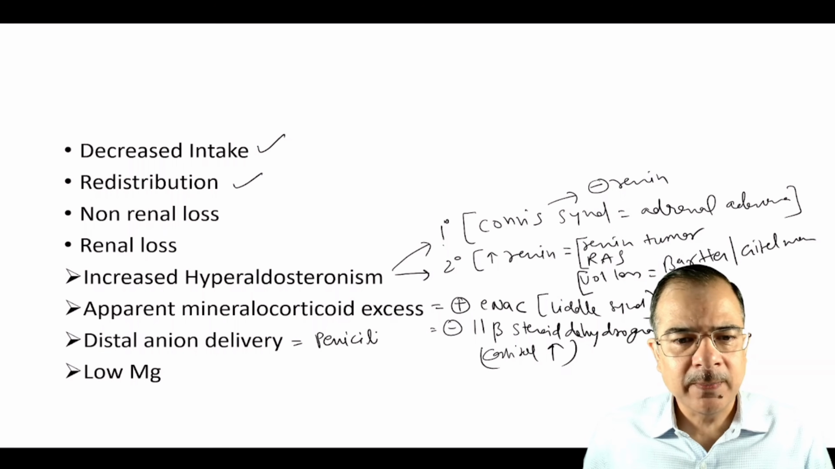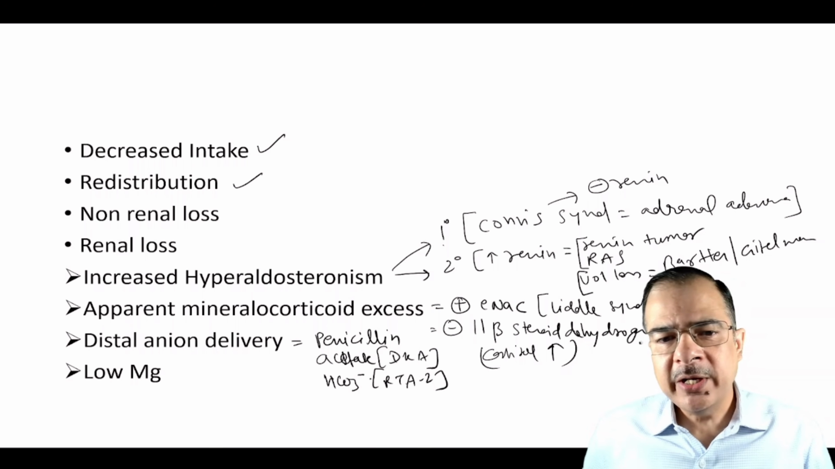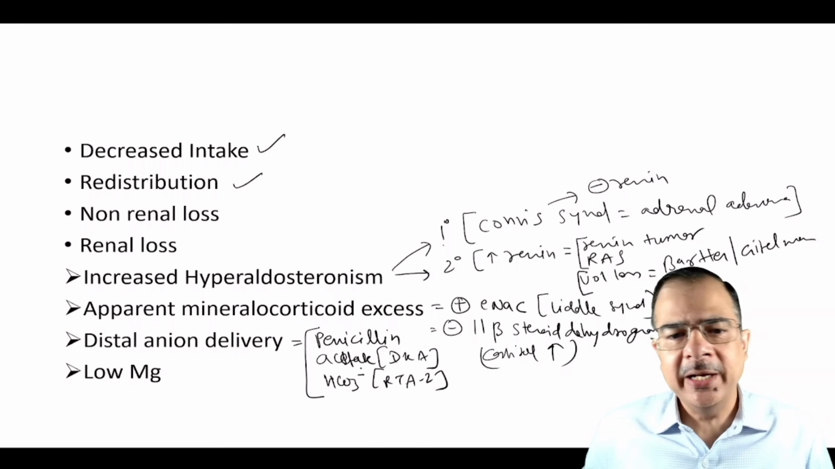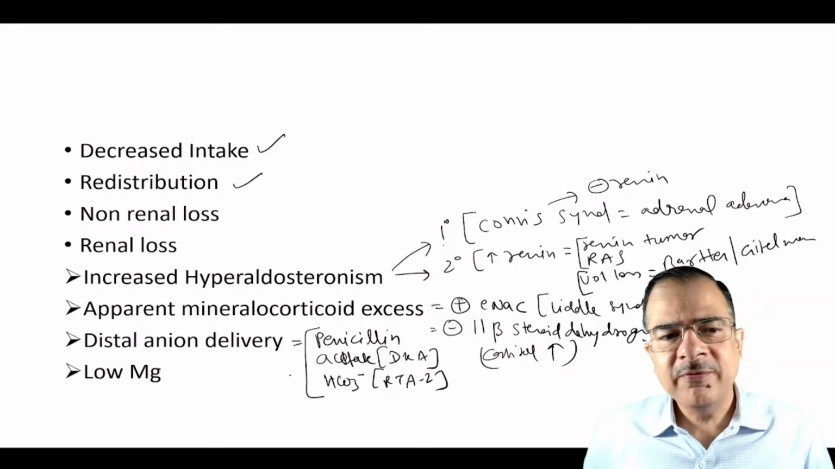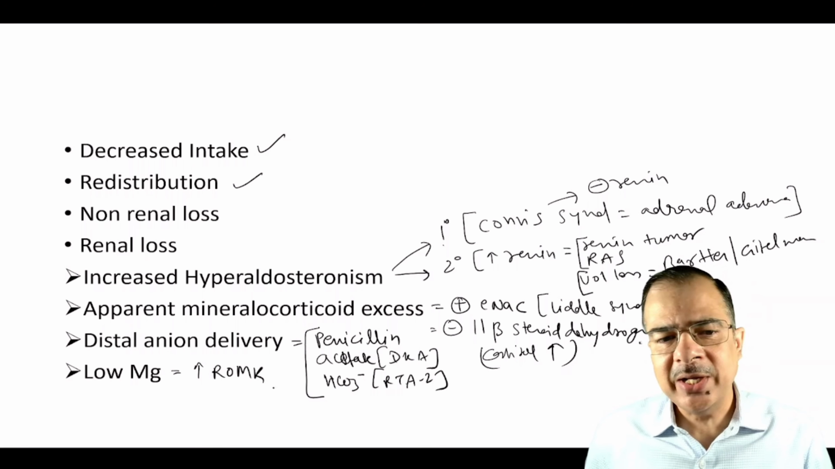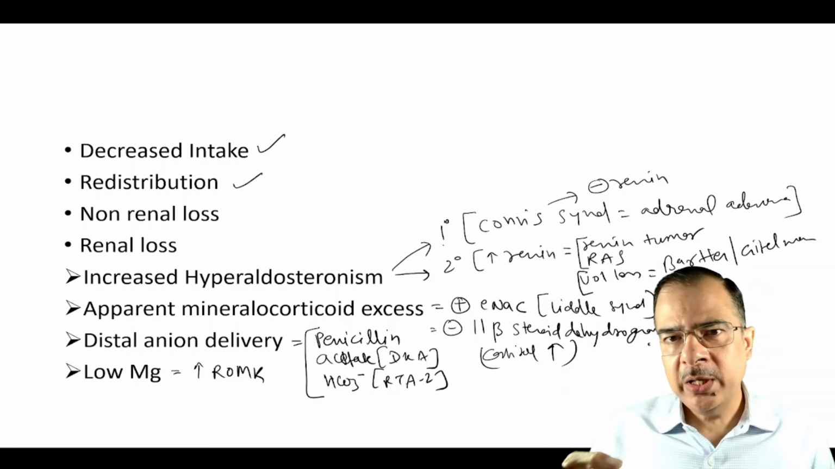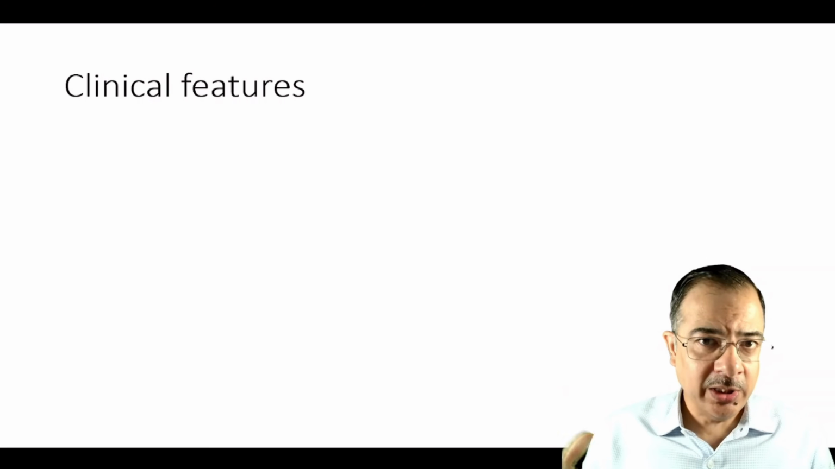Penicillin is negatively charged. It could be acetoacetate in diabetic ketoacidosis, or it could be bicarb in cases of renal tubular acidosis, especially type 2. So bicarb is not absorbed, it will go to the distal site, and it will lead to the excretion of potassium. And low magnesium, because of increased activity of the ROMK channel, leads to the excretion of potassium. So these are the causes here, and you should know how to approach these clinical cases.